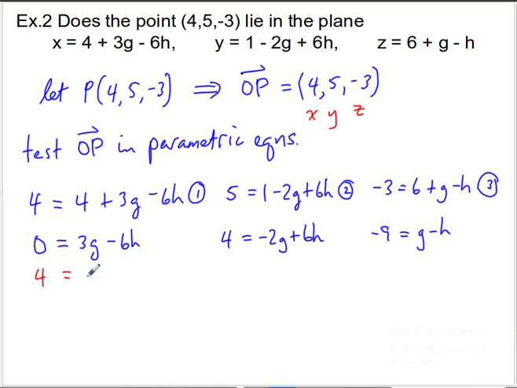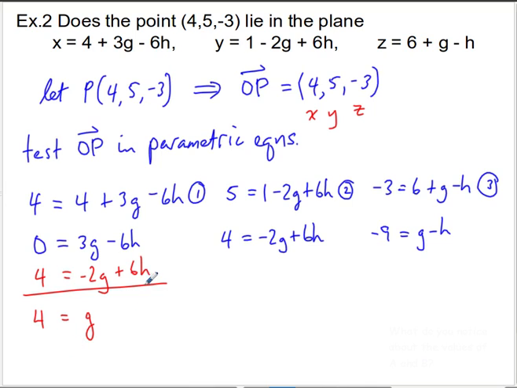4 equals negative 2g plus 6h. And if I just add those two equations together, I get 4 on the left side. 3g minus 2g is just equal to g. And then the negative 6h plus 6h cancels and I end up with 0. So I get g is equal to 4.